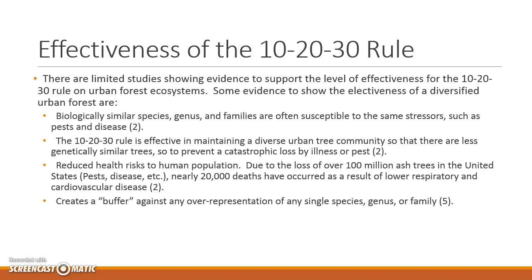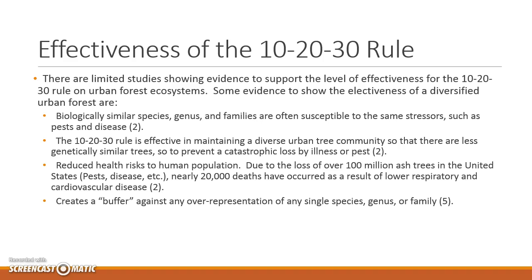Reduced health risks to the human population: due to the loss of over 100 million ash trees in the United States from pests, diseases, illness, and weather events. Because of the loss of 100 million ash trees, nearly 20,000 deaths have occurred as a result of lower respiratory and cardiovascular disease, which I thought was a very interesting statistic.